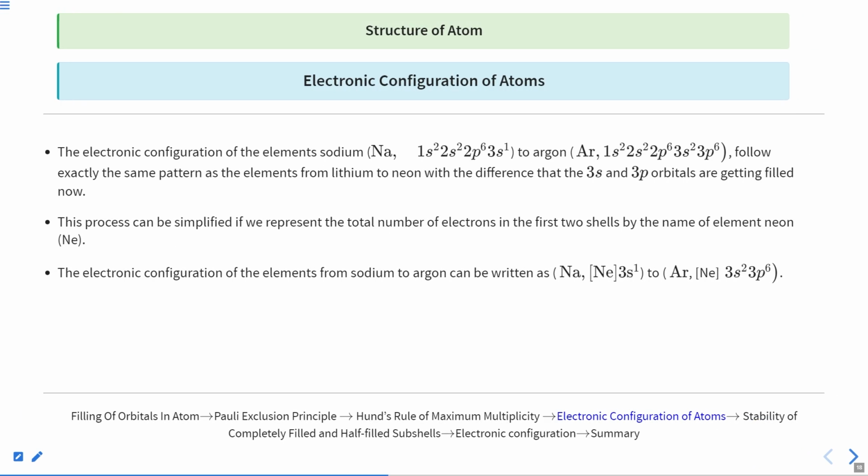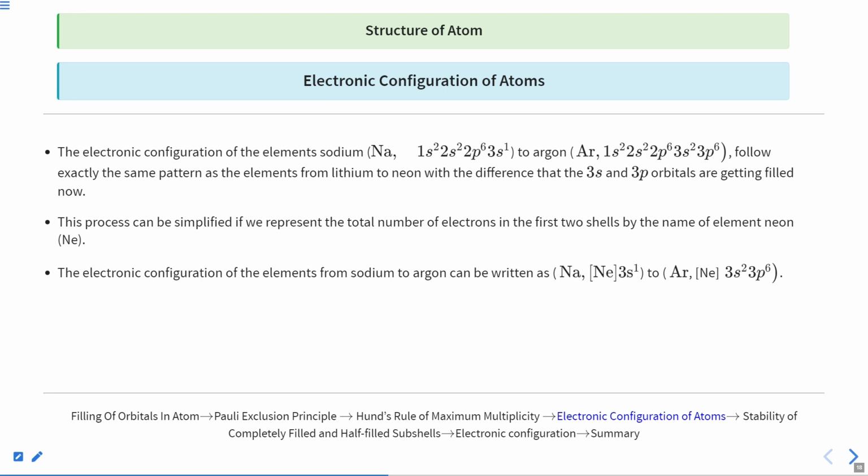If I talk about the electronic configuration of sodium, it is 1s2, 2s2, 2p6, and 3s1. If I talk about argon, then 1s2, 2s2, 2p6, 3s2, and 3p6. So this is the way of writing it.